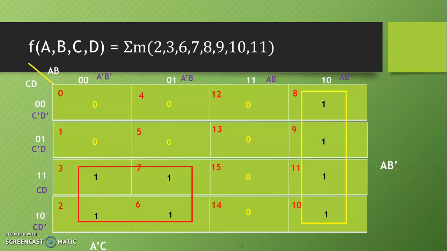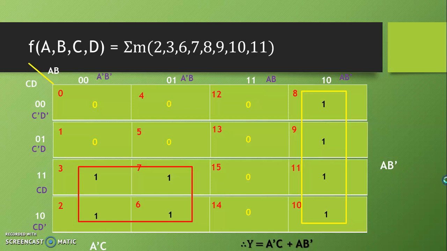So if we write the final answer, then Y is equal to A bar C. From the one group we have taken A bar C, and from the other group we have taken A B bar. So A bar C plus A B bar, that is our final simplified answer. So this way we can see how from the quad two variables can be eliminated. We have prepared two quads, so from each quad we have eliminated two variables, and we have a final simplified answer.